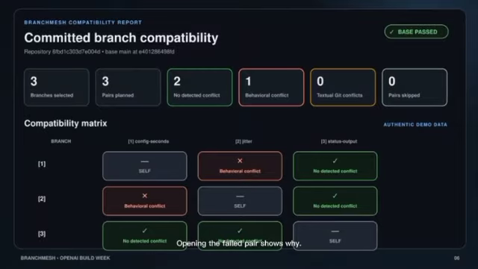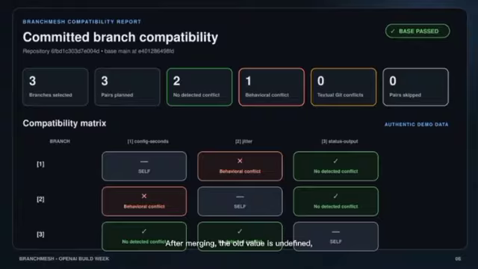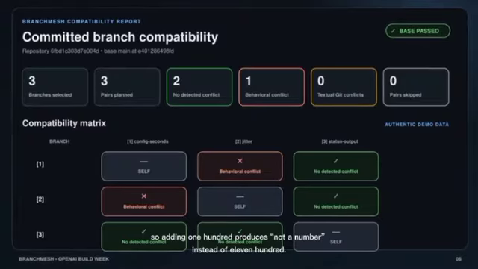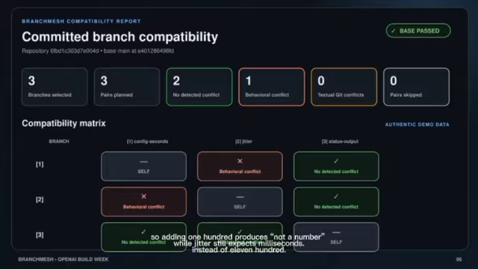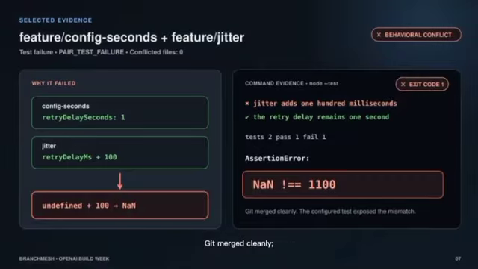Opening the failed pair shows why. The configuration branch renamed retry delay to seconds. After merging, the old value is undefined. So adding 100 produces not a number instead of 1100. The test exits with code 1, and BranchMesh records a behavioral conflict. JIT merged cleanly. The test exposed the hidden bug.